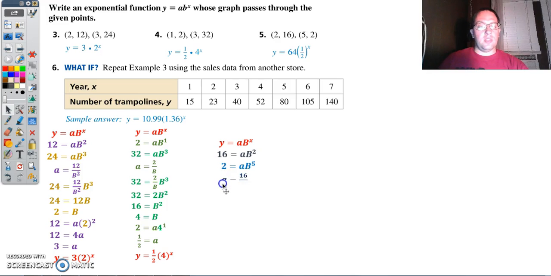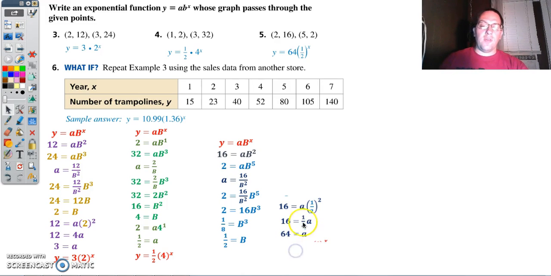Number 5 does the same thing. Plug the 2 points into 2 separate equations. Solve for a in the equation with the smallest exponent. Plug that in for a in the second equation. Solve for b. So b is 1/2. Take that, plug that back into the first equation. So 16 equals a times 1/2 squared. 1/2 squared is 1/4. Divide by 1/4 on both sides, which is the same as multiplying by 4. A is 64.